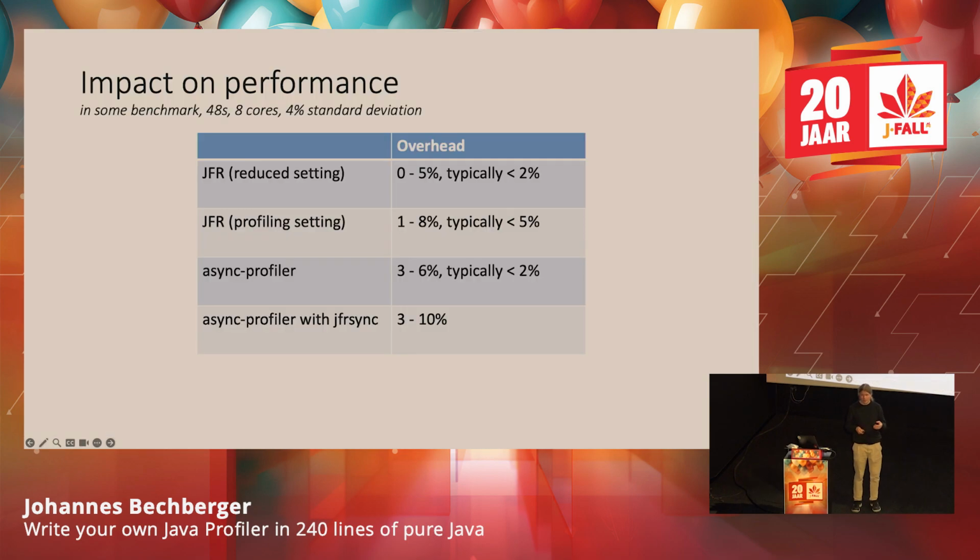So you might ask, there's no free lunch, so what's the impact on the performance of these profiling tools? It depends on the settings, on the number of threads, and many more factors, but usually it's between 0 and 5%. In the literature, people tell you that it's lower than 2%. It really depends on your application.